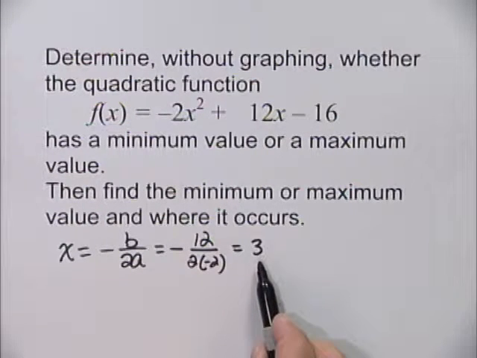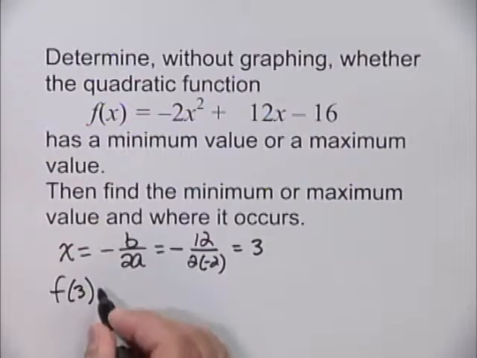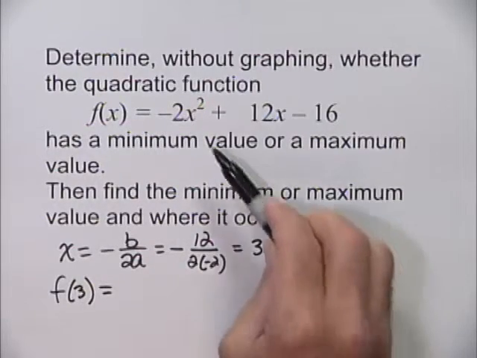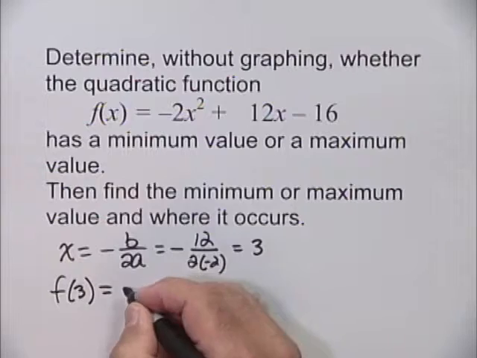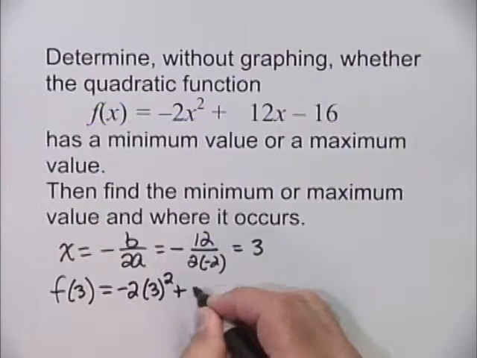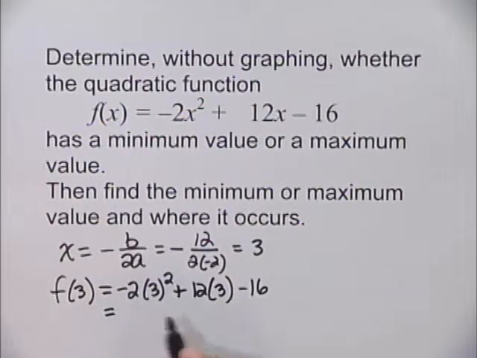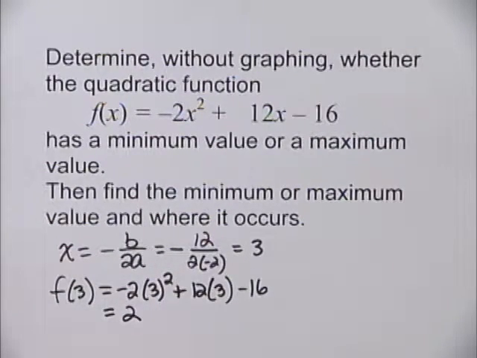So that's the x-coordinate. To find the actual maximum value, that would be the y-coordinate, which in terms of f of x would be f of 3. So we substitute 3 in place of x here and here. So we have negative 2 times 3 squared plus 12 times 3 minus 16. When we evaluate that whole expression, we find that f of 3 is equal to 2.